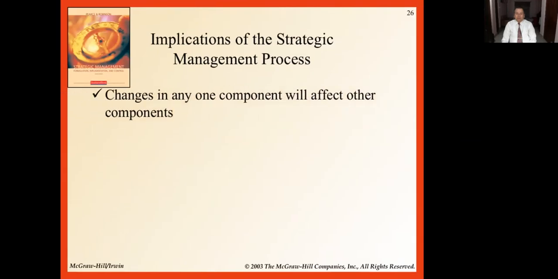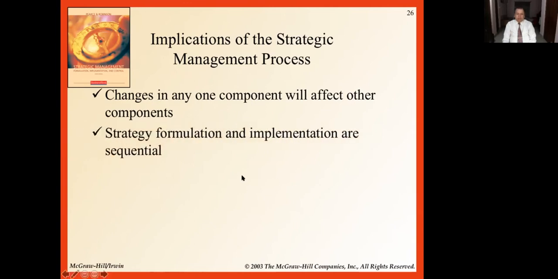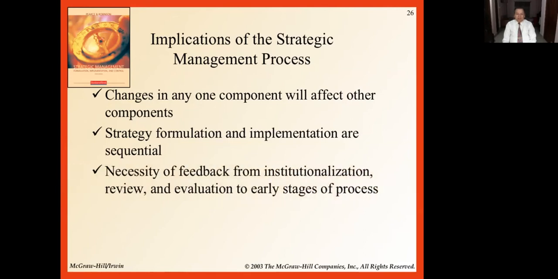Okay. Why is it important to have process thinking? This is very important to understand. A change in any one component will affect other components. You saw the whole link chain in the diagram and then the feedback loop. So strategy formulation and implementation are sequential. You cannot jump from without formulating to implementation. And then there is the necessity of feedback from institutionalization, review, and evaluation to earlier stages. The process is very, very important.